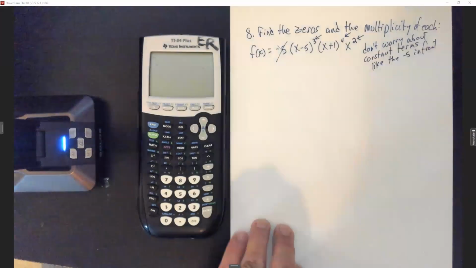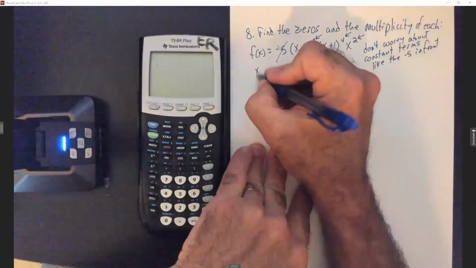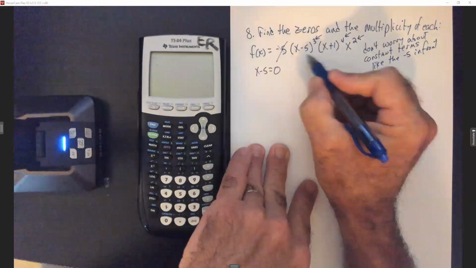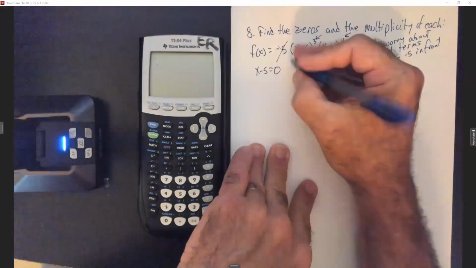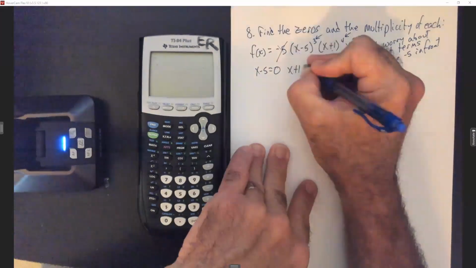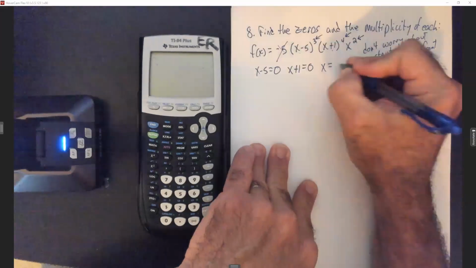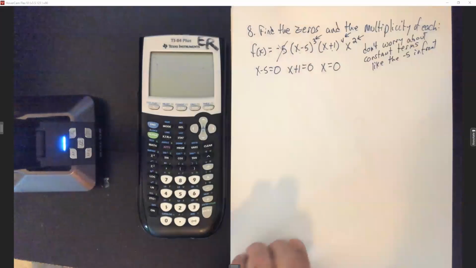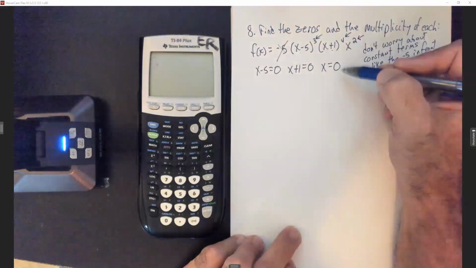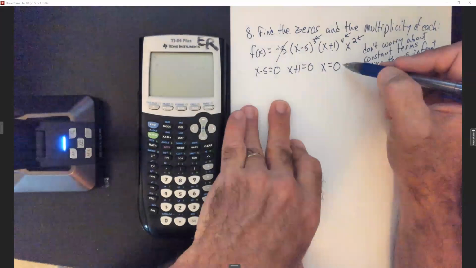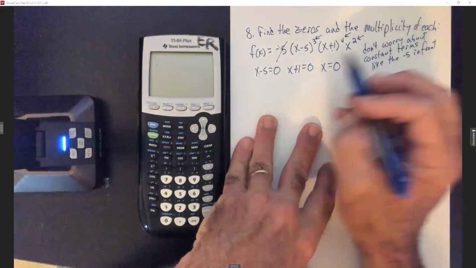But we would take the x minus 5, set it equal to 0. X plus 1, set it equal to 0. And then this x, set equal to 0. And once again, I can't do nothing to that, it's going to be 0 no matter what. So we can solve these two. So let's add 5 to the first one.